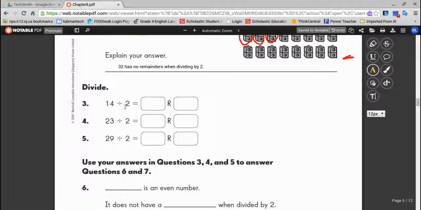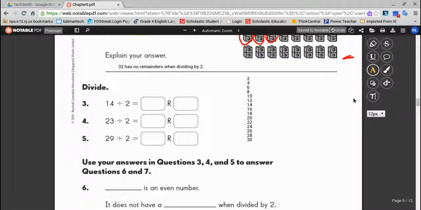So over here we have 14 divided by 2, 32 divided by 2, and 29 divided by 2. So here we should have our 2 multiples, and I'm going to quickly write them down right here. I'm going to write them down all the way to 30. So 2, 4, 6, 8, 10, 12, 14, 16, 18, 20, 22, 24, 26, 28, and 30.